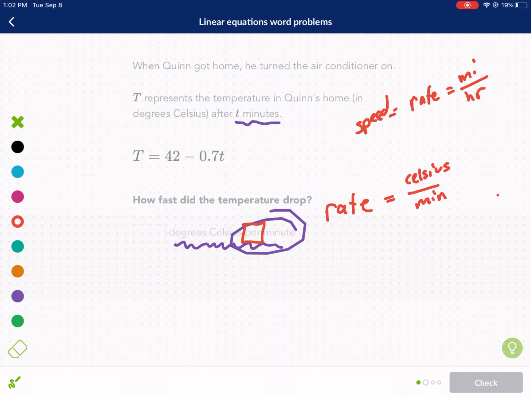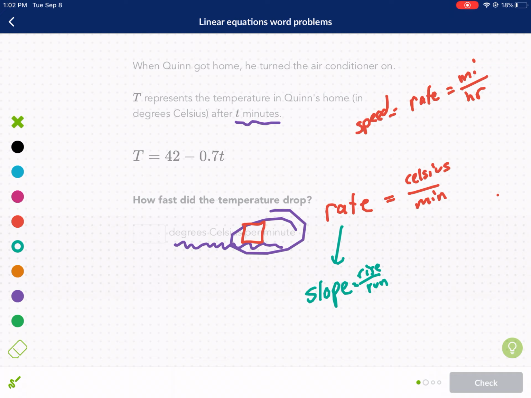Now, when we're talking about rates in mathematics, this is also akin to our slope. Slope is the rise over the run. How much something changes over time. And when we're talking about graphing, we're talking about how the graph goes up and down over the span of the X and Y axis. In this case, we're talking about Celsius. We have a real world application. We're talking about how quickly the temperature drops.